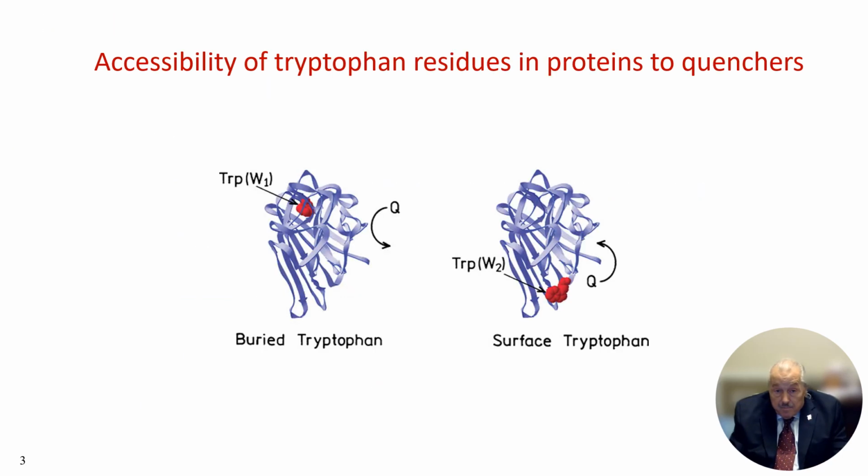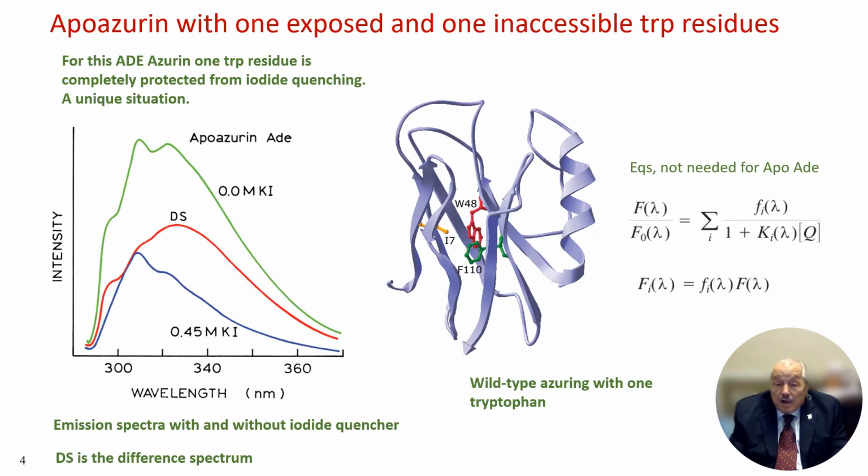So let's start looking at quenching of proteins, considering we're using water-soluble quenchers, and what we might expect to happen with a protein if it has a single tryptophan residue which is buried within the protein structure, or a tryptophan residue which is on the surface. And of course we would expect something different to happen.